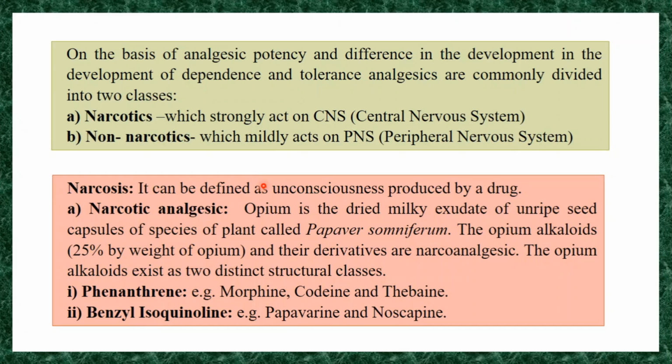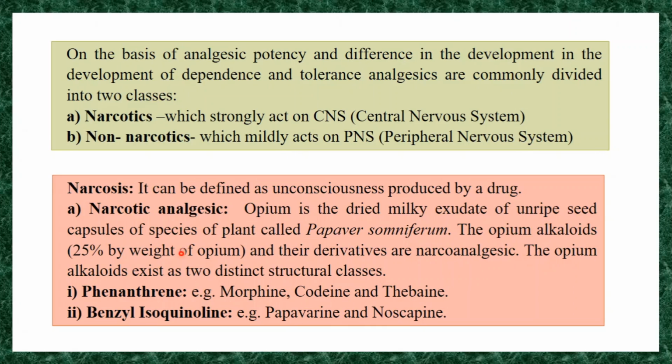The best known narcotics are called opiates, derived from opium. Opium is the dried milky exudate of the unripe seed capsule of the plant species Papaver somniferum. The opium alkaloids make up about 20% by weight of opium, and their derivatives are narcotic analgesics. This milky exudate contains other derivatives that are also narcotic analgesics.